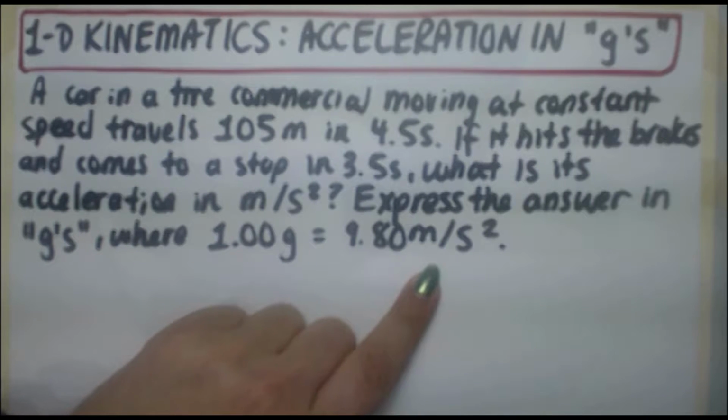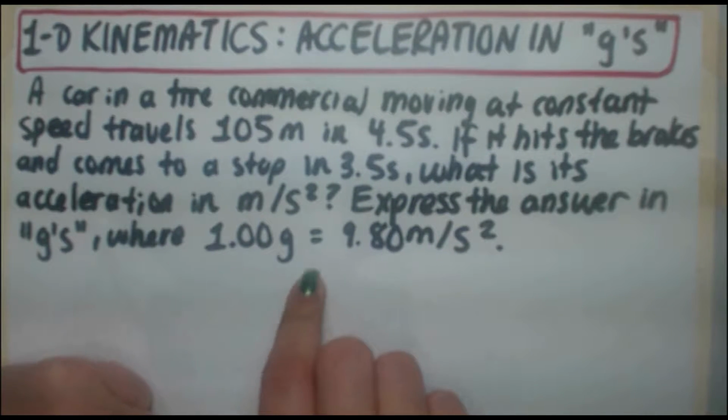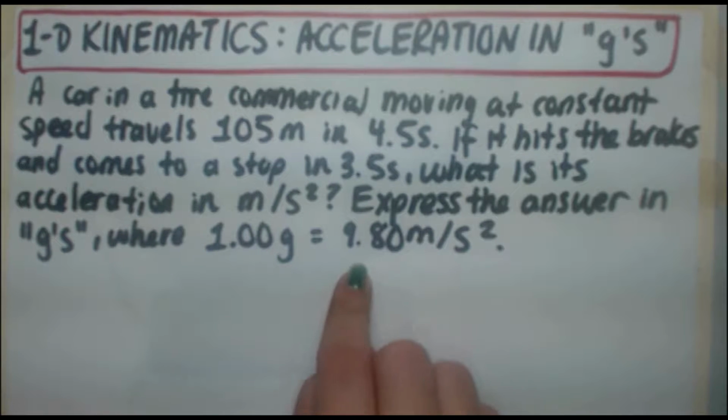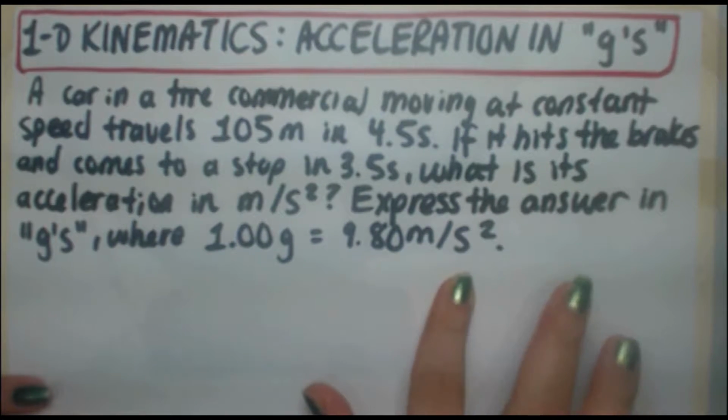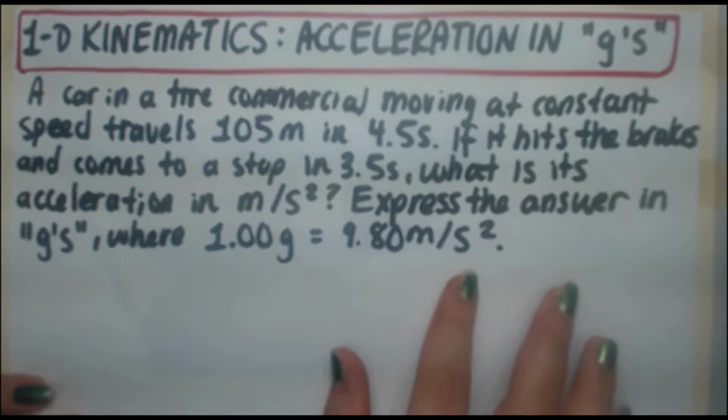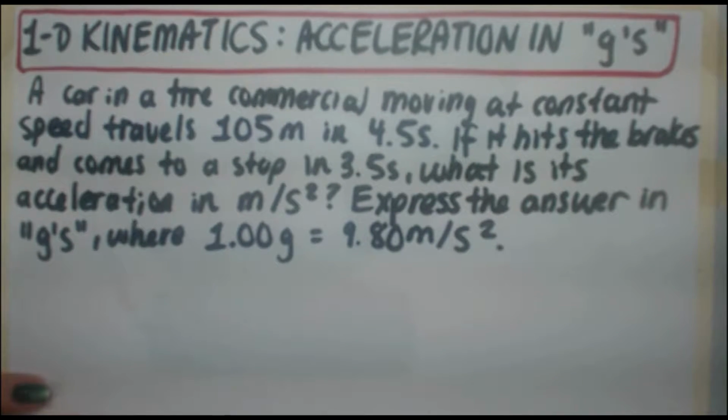Now, if you haven't learned this yet, the reason a g is equal to 9.8 meters per second squared is because that is the acceleration due to gravity, very close to the Earth's surface. The number doesn't really fluctuate that much if you go above the surface, but nonetheless, there it is.